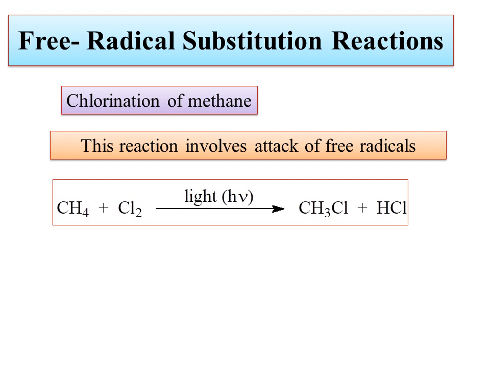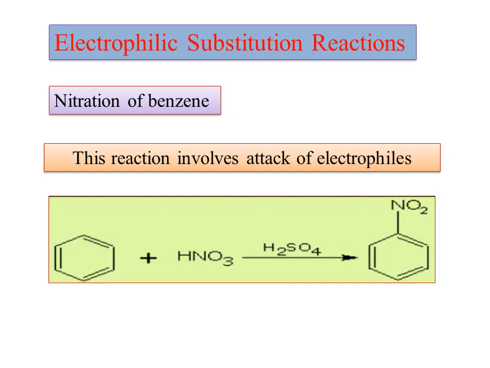Chlorination of methane. This reaction involves the attack of the free radical: CH4 plus Cl2. When they combine together, you get methyl chloride. In the mechanism, in the beginning, the chlorine in the presence of light gets converted into chlorine free radical. That chlorine free radical attacks the methane to form methyl chloride. Such reactions are an example of free radical substitution reaction.